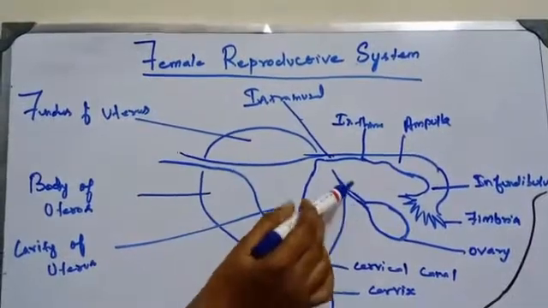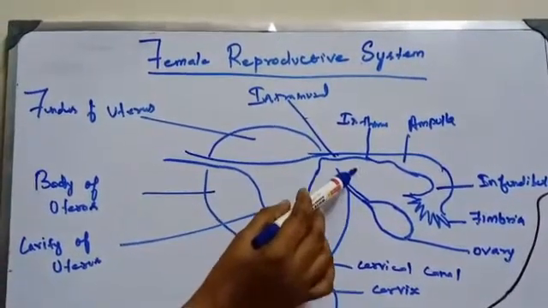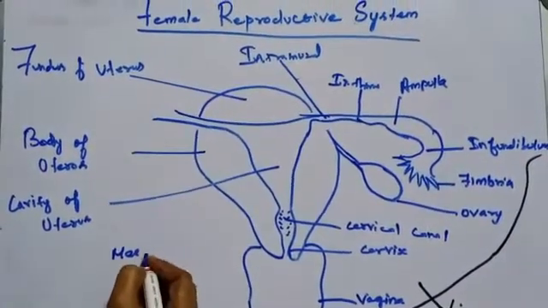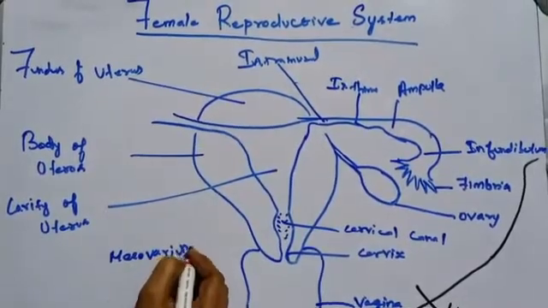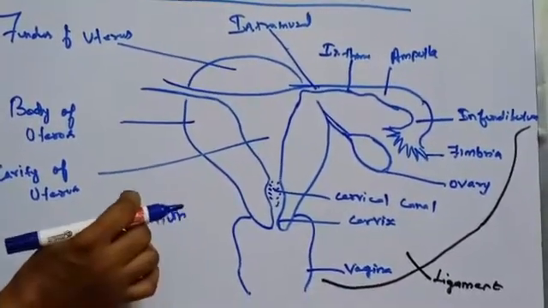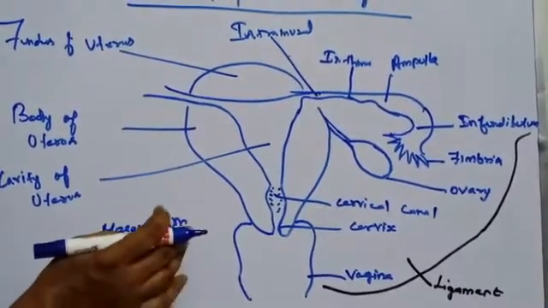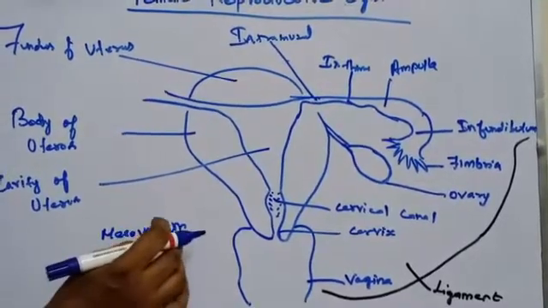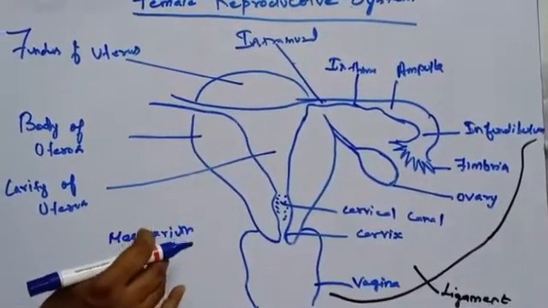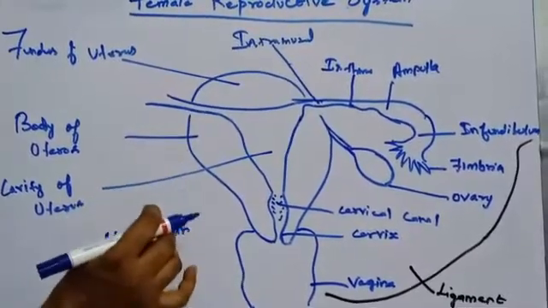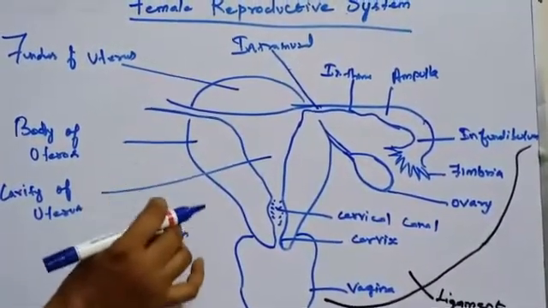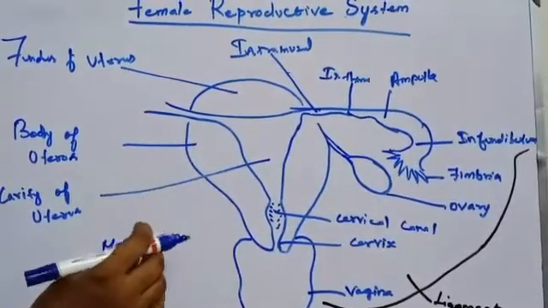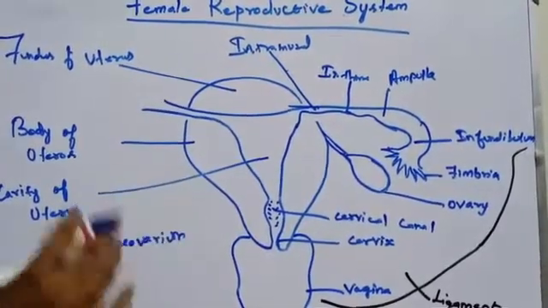Each ovary is attached to the posterior layer of the broad ligament with the help of the mesovarium. How is the ovary attached? With the help of the mesovarium. The mesovarium is the peritoneal ligament, a short fold of peritoneum, and through this, blood vessels and nerves enter into the ovary.